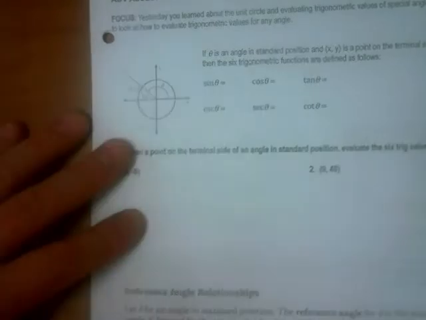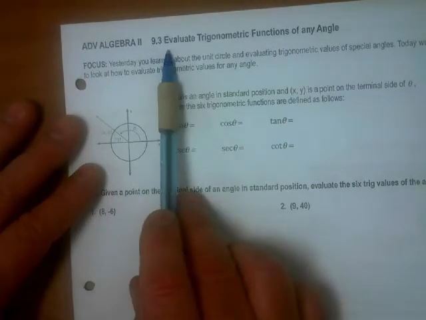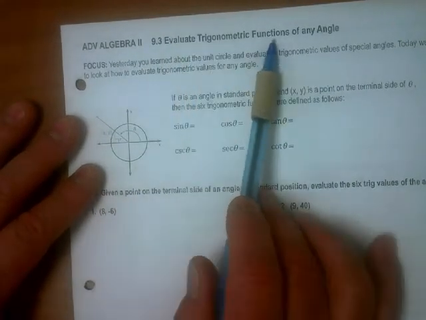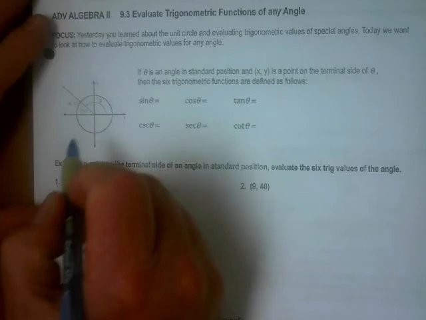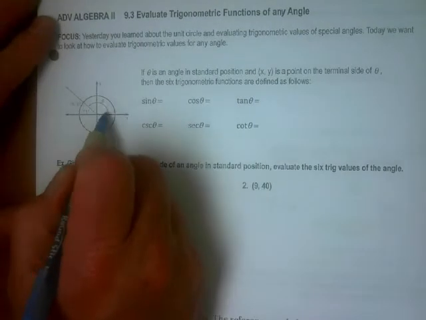As this is getting focused in here, just a preview, we are going to take a look at 9.3, which is evaluate trig functions of any angle. Before, we took a look at special triangles and those angles on a unit circle. Now it's just any old angle. So bottom line, here we have an angle in standard form.